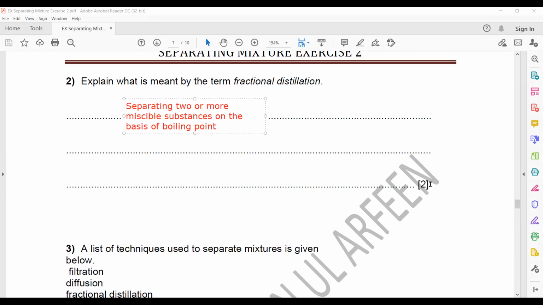Not immiscible, it is miscible. Abdullah Sarfraz: separating two or more miscible substances. Miscible means which mix with each other, on the basis of the boiling point.